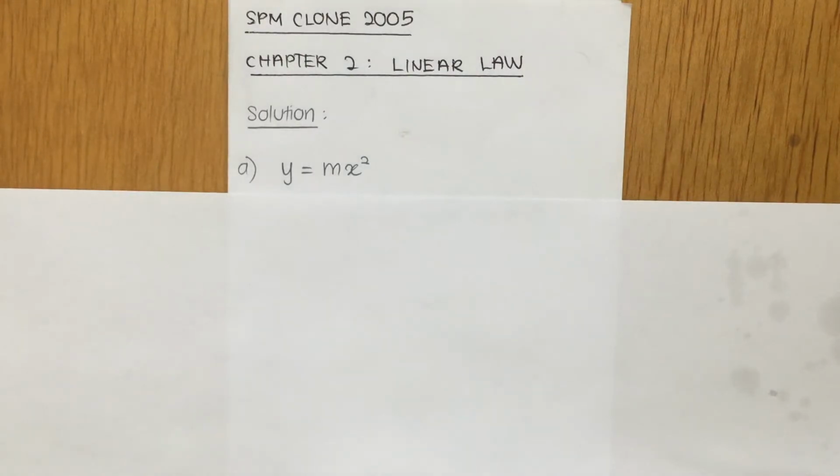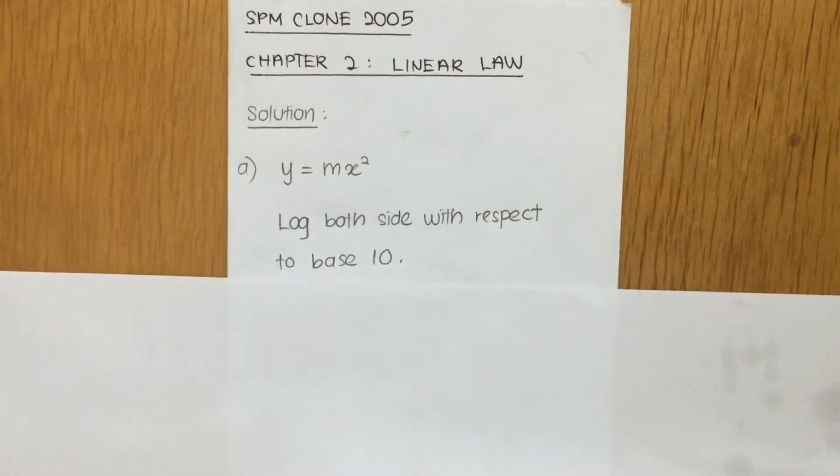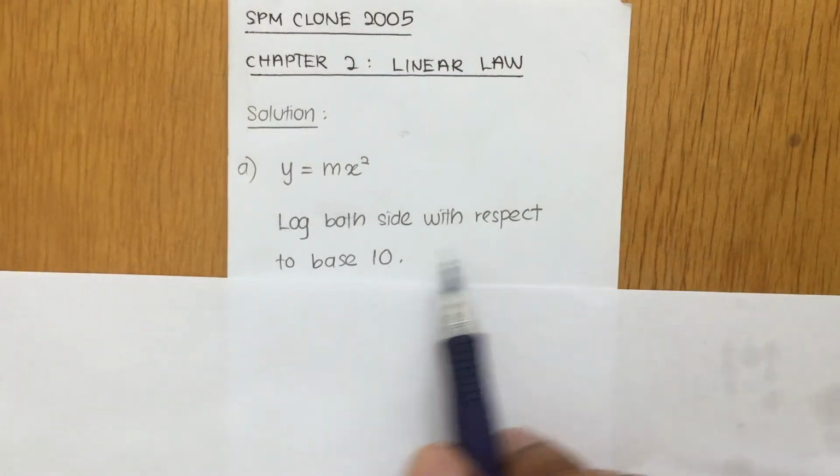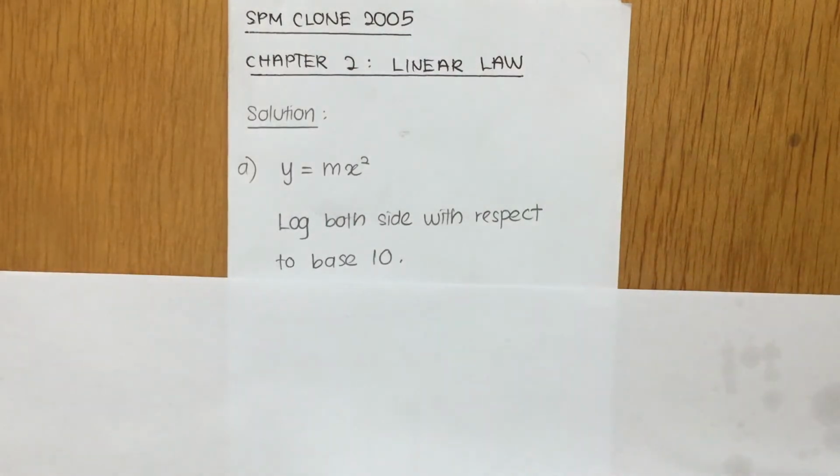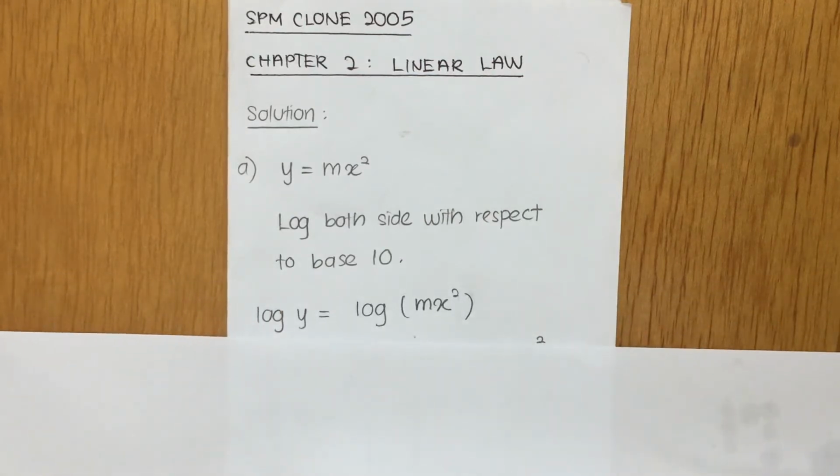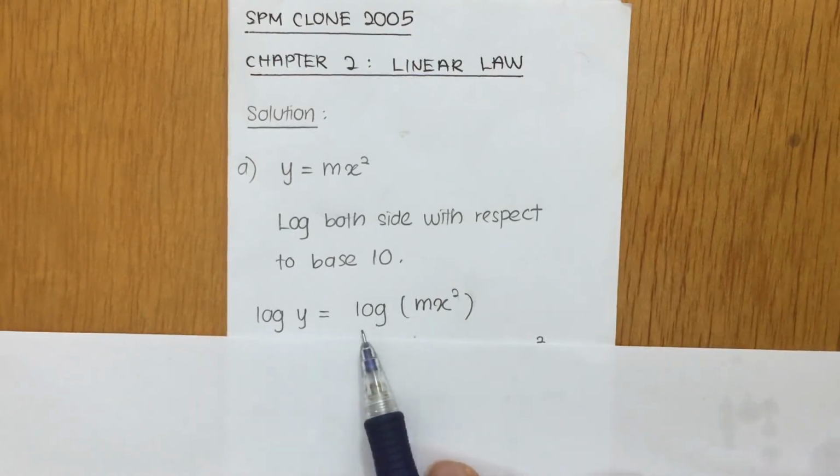So to form the linear form, what we're going to do is we're going to log both sides with respect to base 10. Okay, so let us continue. So as you see here, we have already logged both sides, where you have log y equals log mx square, okay, with respect to base 10.